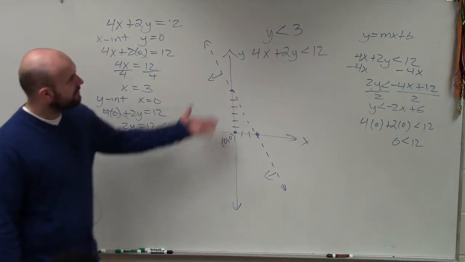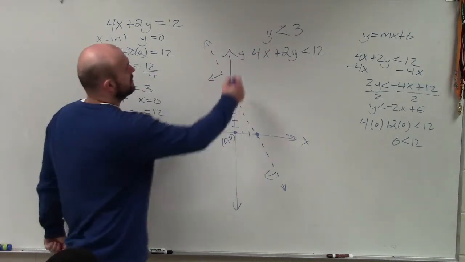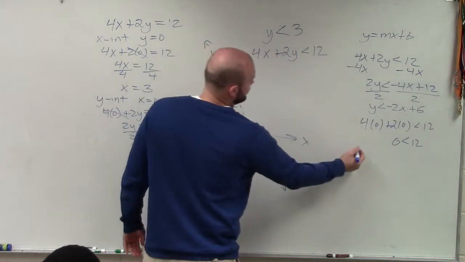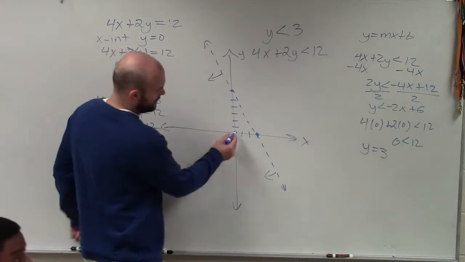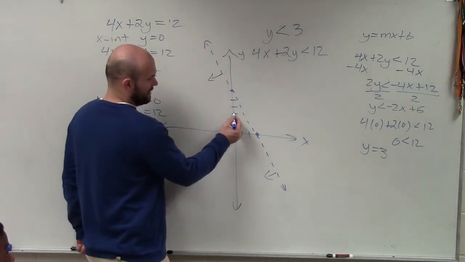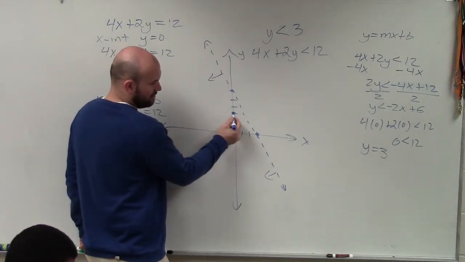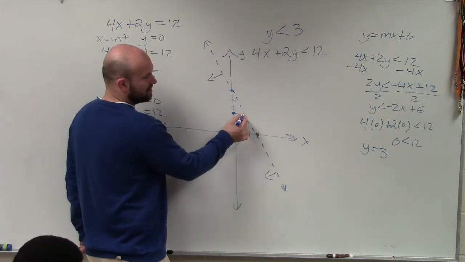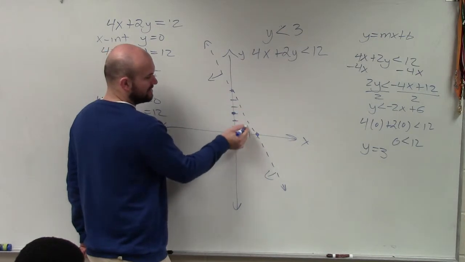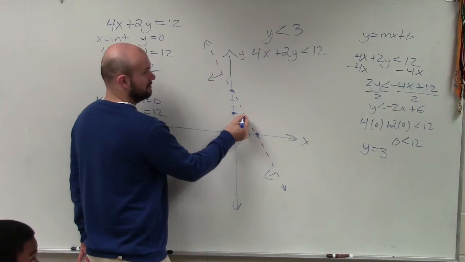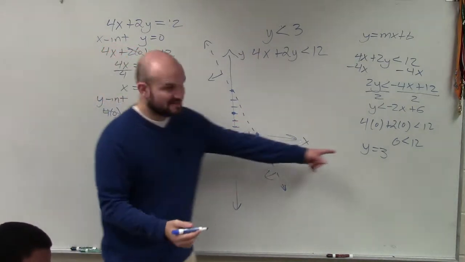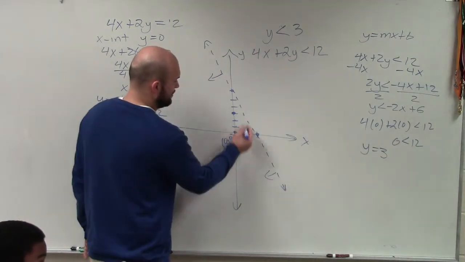All right? Now we need to graph y is less than 3. To do that, I always like to graph y is equal to 3. So I go over to 3, or y equals 3. 1, 2, 3. So y equals 3 at 0. Well, what about when x equals 1? Forget about the inequality. At x equals 1, what does y equal? What does y always equal? 3. So here, y equals 3.